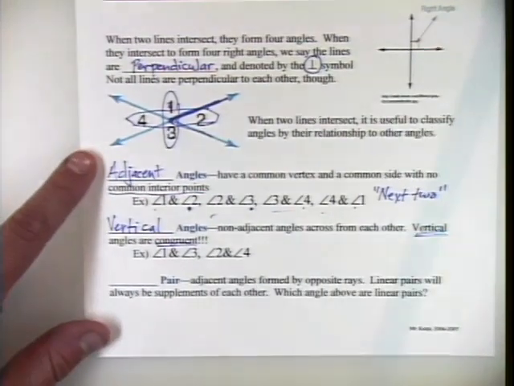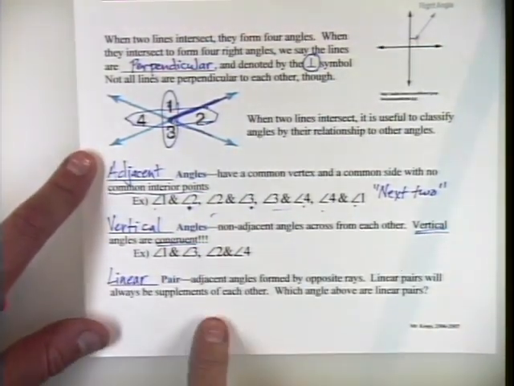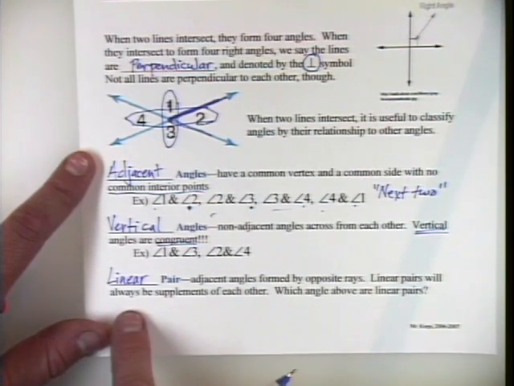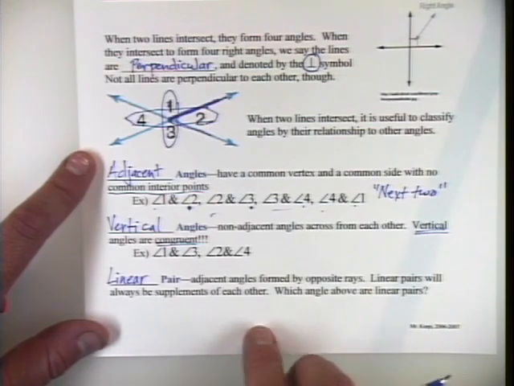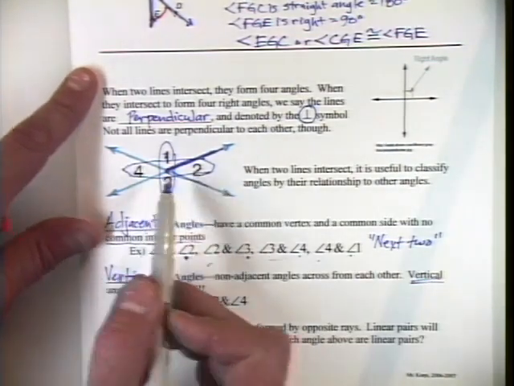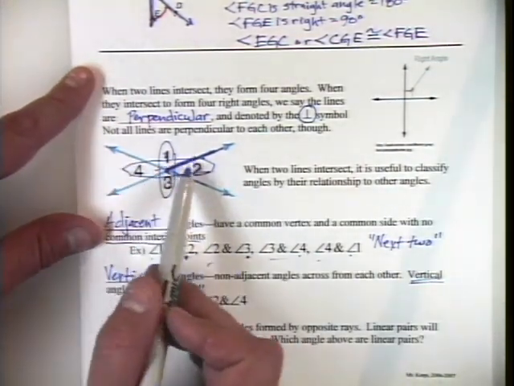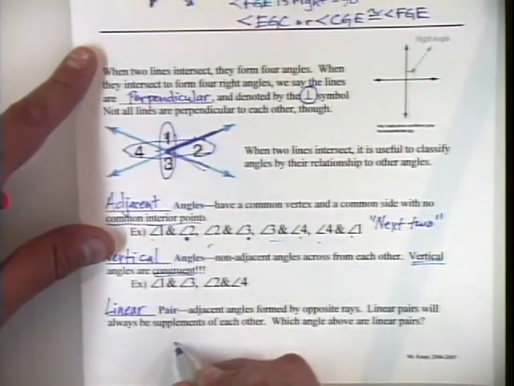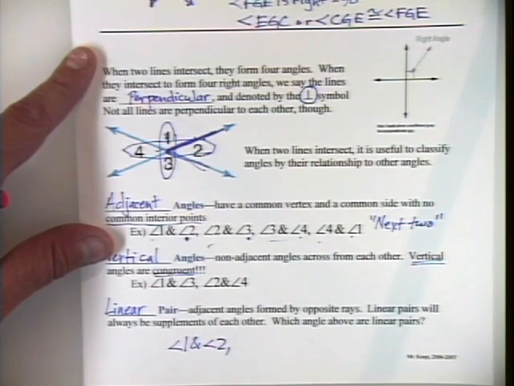Now, one last definition, a linear pair. A linear pair are adjacent angles formed by opposite rays. Linear pairs will always be supplements of each other. Now, which angles above are linear pairs? Well, let's see. What do we have? Linear pairs are formed by opposite rays. We've seen this earlier in the program. Angle 1 and angle 2 form a linear pair.